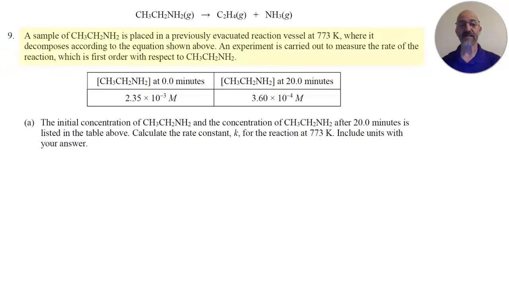In question 9, it says, a sample of CH3CH2NH2, which is known as ethylamine, is placed in a previously evacuated reaction vessel at 773 Kelvin, where it decomposes according to the equation shown above. An experiment is carried out to measure the rate of the reaction, which is first order with respect to this ethylamine. So we don't need to determine whether it's 0 order, first order, or second order. They're telling us that this is first order.